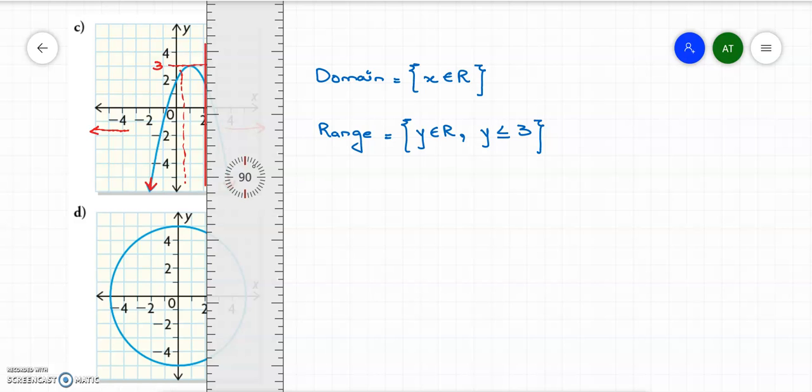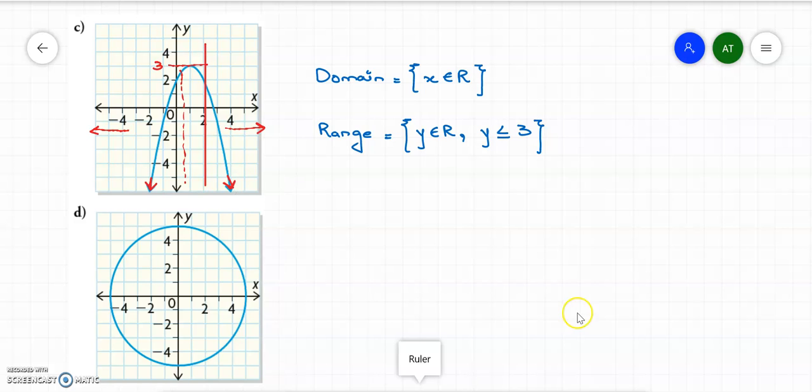Okay, I drew the vertical line and we can see the vertical line cuts the parabola at only one point. It means the vertical line test is satisfied. It means the given relation is a function.